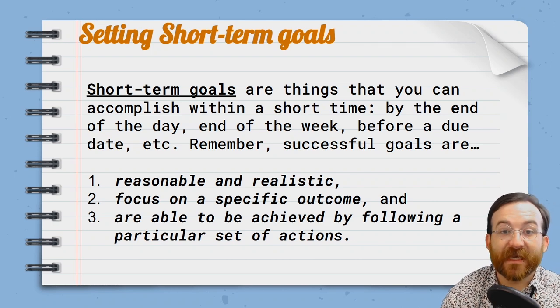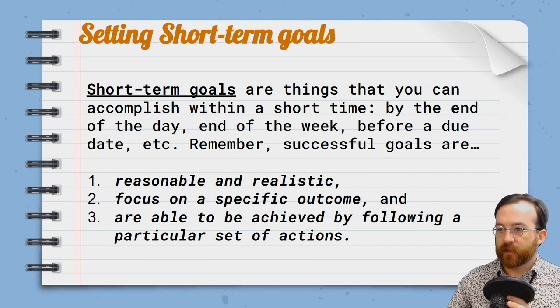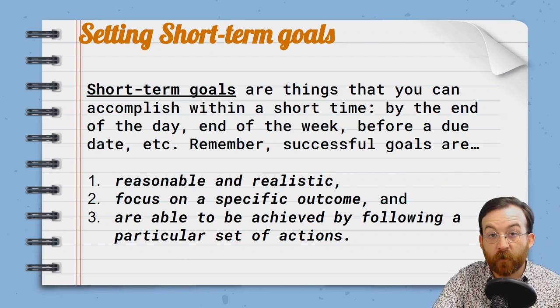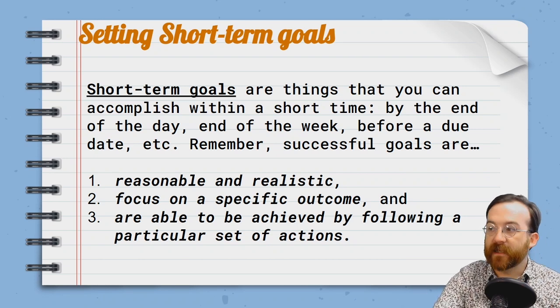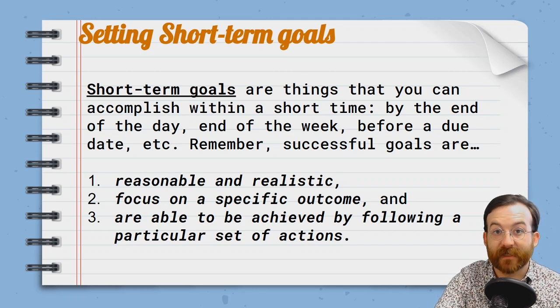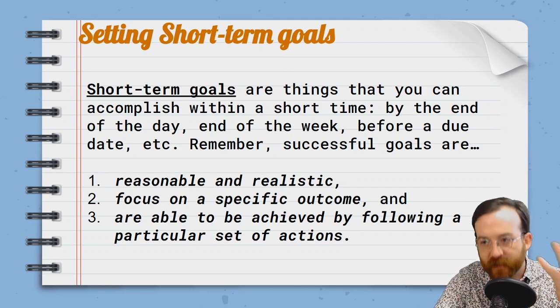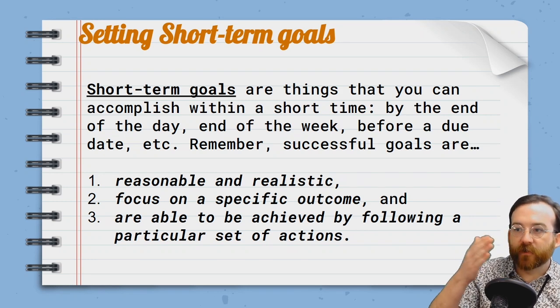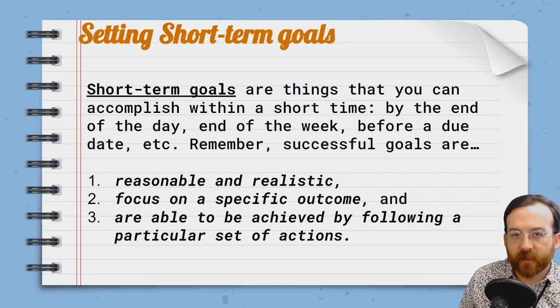The goal has to be reasonable and realistic. So you have to be able to do it in the time frame that you set for yourself. It should focus on a specific outcome. At the end of accomplishing the goal, you should be able to see the outcome specifically and say, yes, that's what I wanted to happen, and that's what happened. And then number 3, they should be able to be achieved by following a particular set of actions. And I'll show you what I mean.